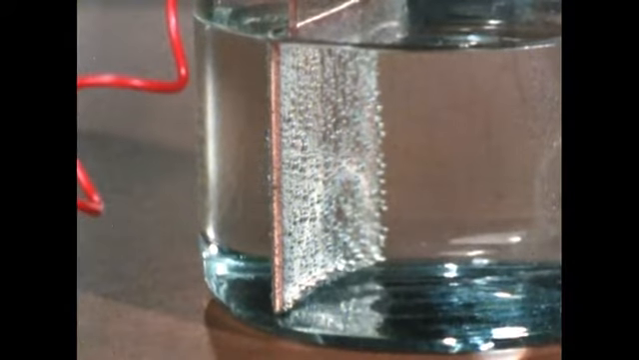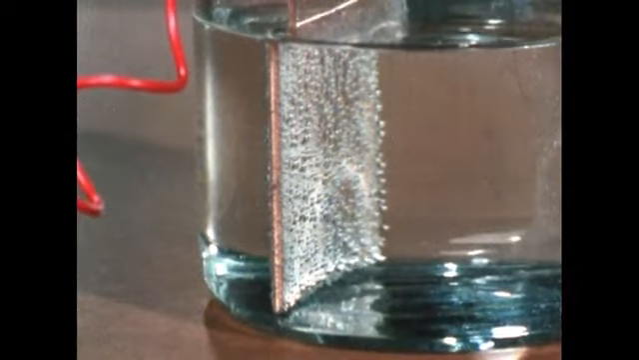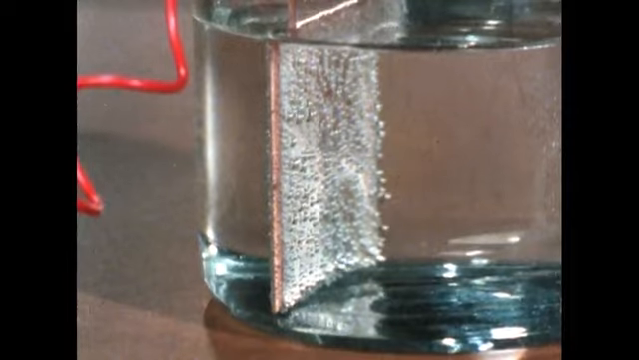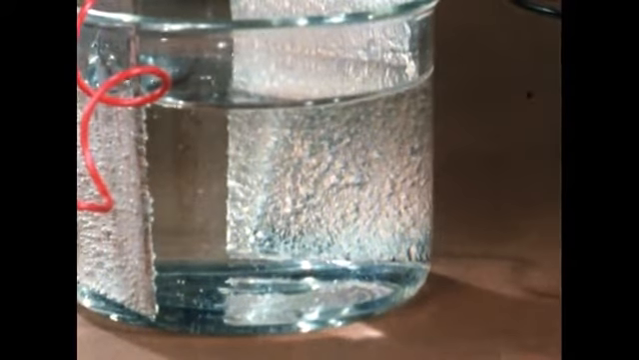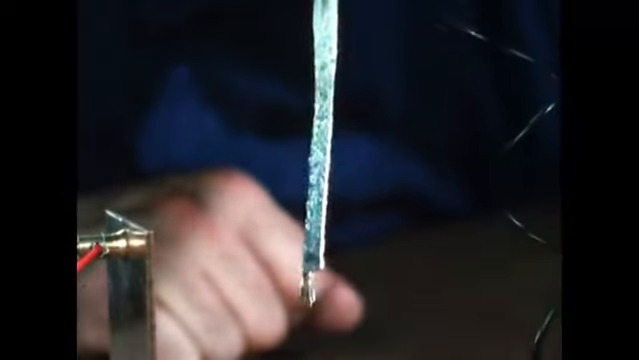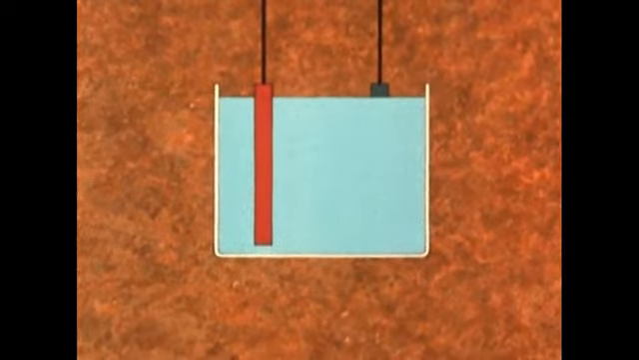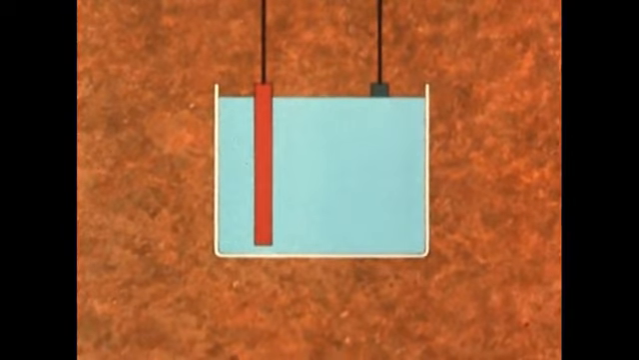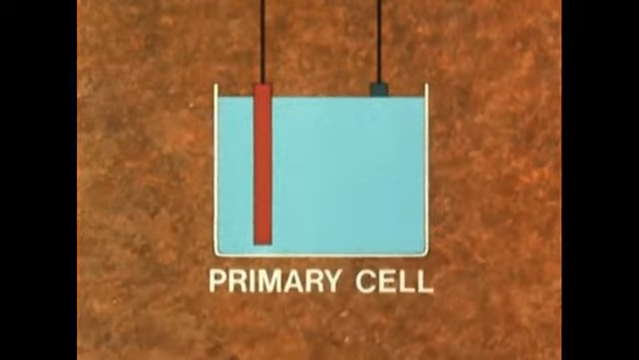However, within the cell, two things are happening. Bubbles of gas are coming off at the positive plate. Hydrogen gas, in fact. Also, the negative plate is being eaten away. Eventually, it would dissolve completely and the cell would be dead. It can never be recharged. A cell like this which can't be recharged is called a primary cell.